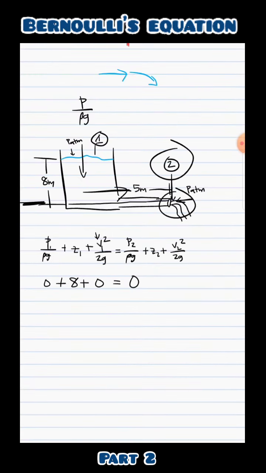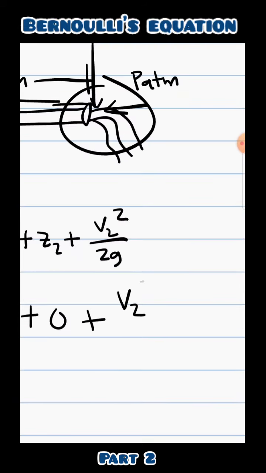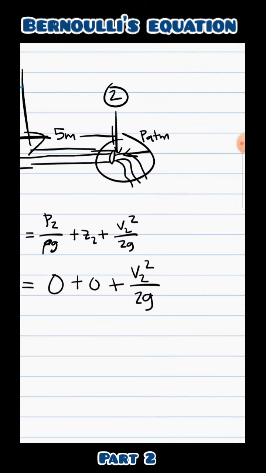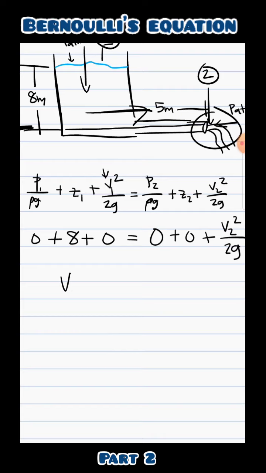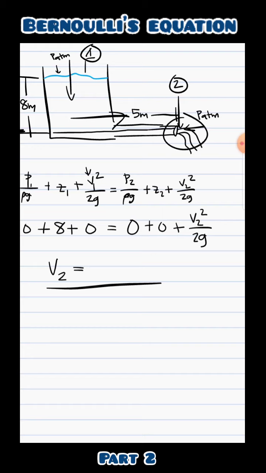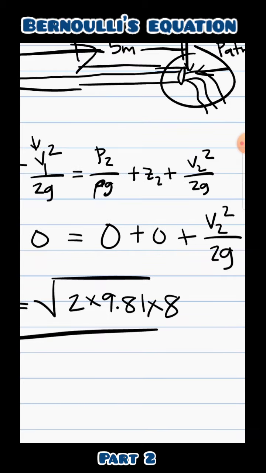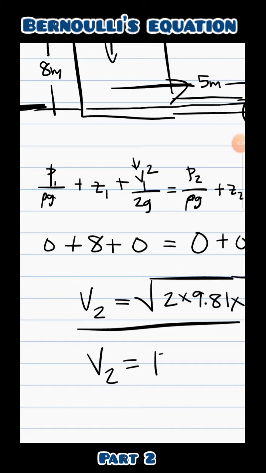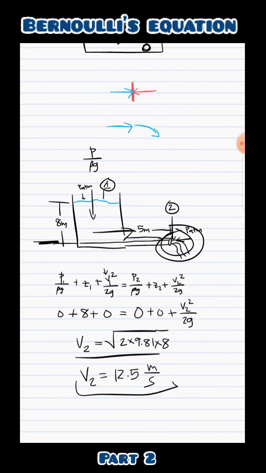Now for our point 2, what's our elevation there? Since this is our datum, the elevation there is going to be 0. And of course, this is what we're looking for: v2 squared over 2g, or the velocity of the water discharging from the tank. If we solve for velocity, we know the acceleration due to gravity. Then we can solve for v2 as equal to the square root of 2 times 9.81 times 8, which is 12.5 meters per second. So that's the velocity of the water going out at point 2.